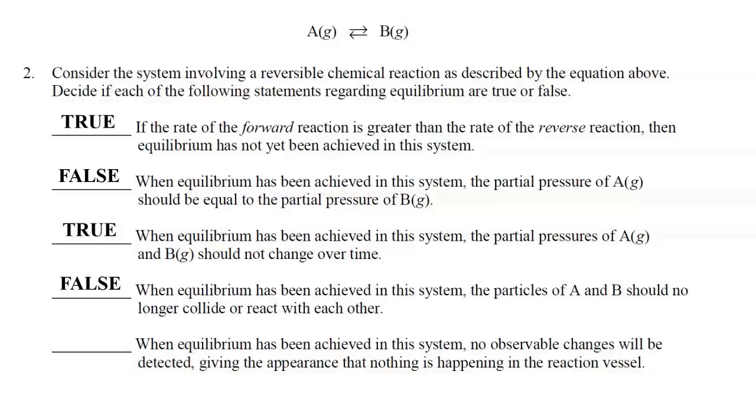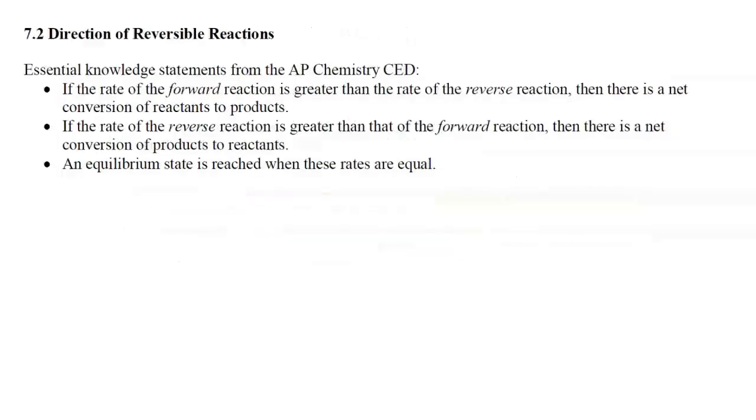And then the last statement: when equilibrium has been achieved in the system, no observable changes will be detected, giving the appearance that nothing is happening in the reaction vessel. And yes, that is true. So again, question 2 was kind of a summary of some of the information that was presented in the essential knowledge statements in this topic, as well as in the example problems in this packet. All right, moving on to the next topic.